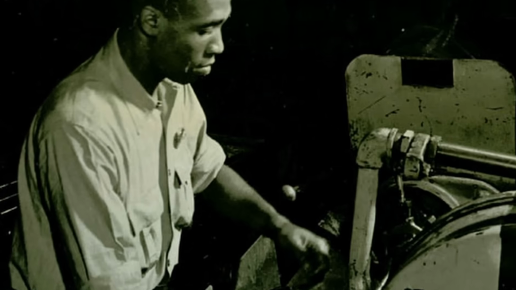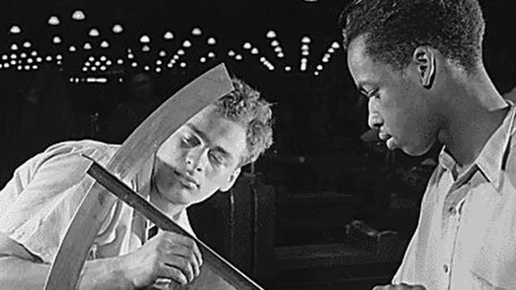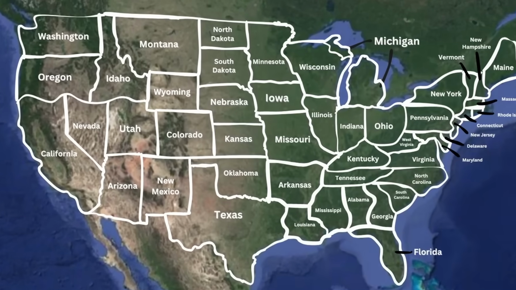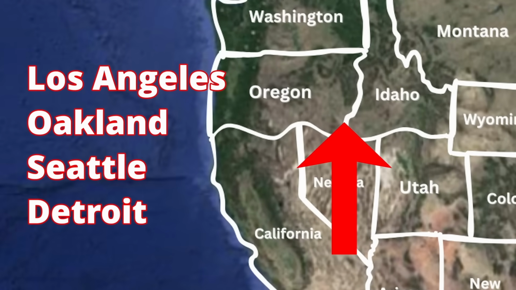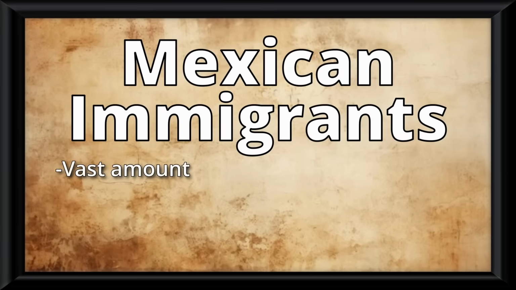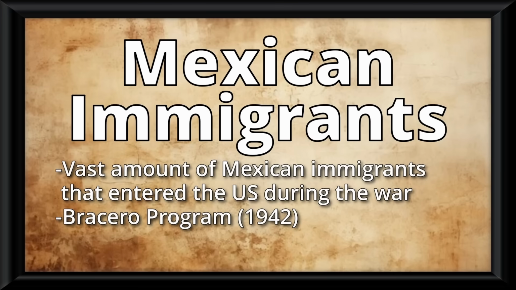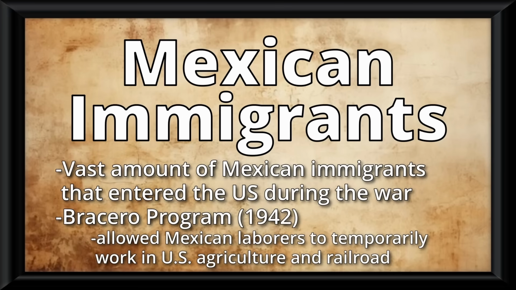But women aren't the only ones that get opportunities. African Americans do as well. They will also work in factories, however they will face their own share of racism. But the other people that get opportunities here are immigrants and migrants. There will be so much migration to big cities that places like Los Angeles, Oakland, Seattle, and Detroit will grow like crazy. The specific immigrants I want to mention here are Mexican ones, because you start seeing a vast amount of Mexican immigrants that entered the US during the war under the Bracero program, which allowed Mexican laborers to temporarily work in US agriculture and railroad jobs.